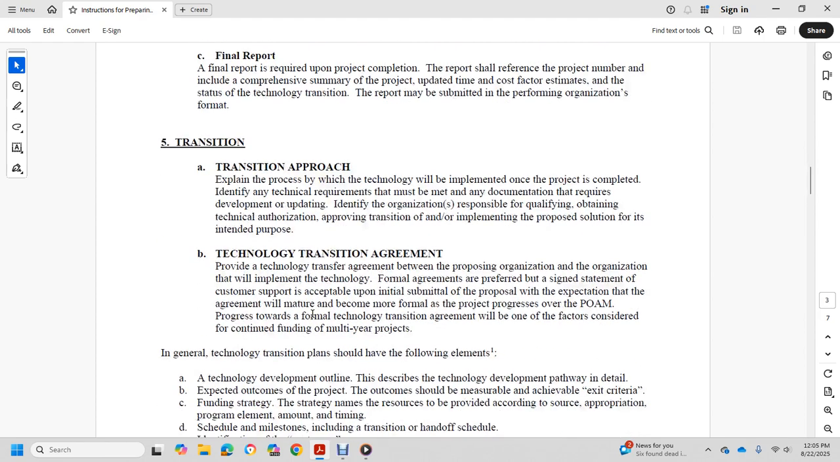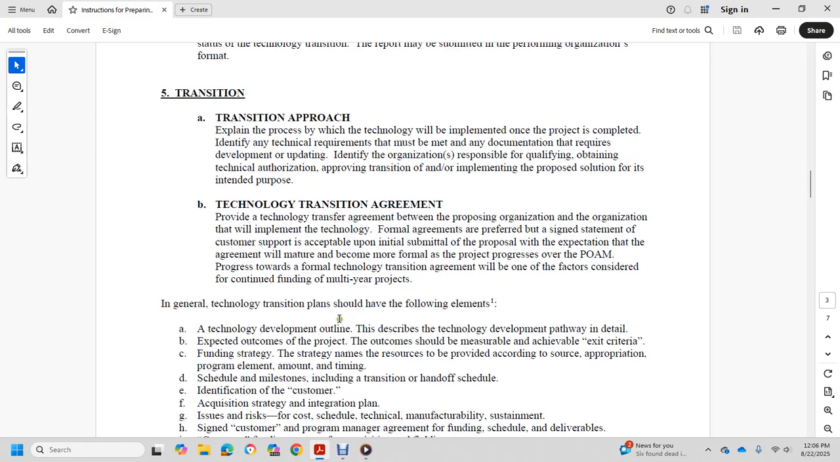Technology transition agreement will provide the technical transfer agreement between the proposing organization and the implementer of the technology: a formal agreement to perform, a signed statement of customer support, acceptable upon the initial proposal, with the expectations of the agreement and the project plan of action and milestones, POAM. Progress toward a technology transition agreement will be one of the factors considered in the continued funding of multi-year projects.